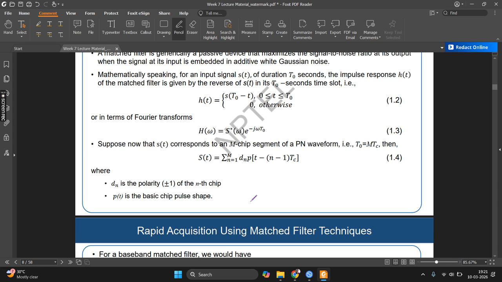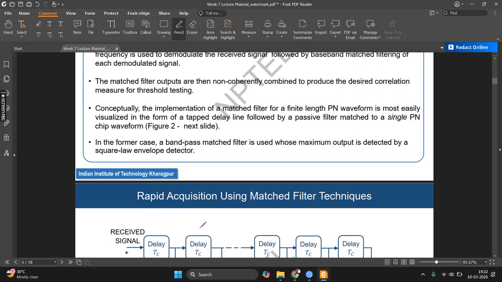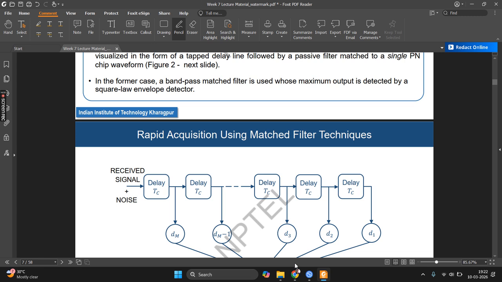So for every PN sequence chip, you have to either dynamically change the design of the matched filter, or you have to use a different matched filter. Of course, a different matched filter is not possible when you have lots of ports. So what you do is you take something like this tap delay and you adjust the coefficients accordingly.